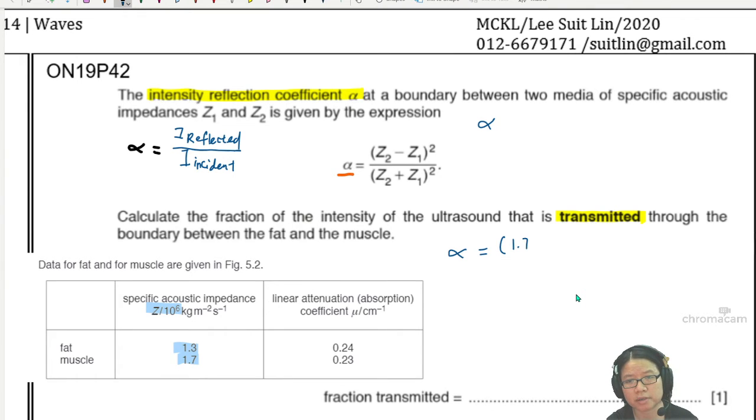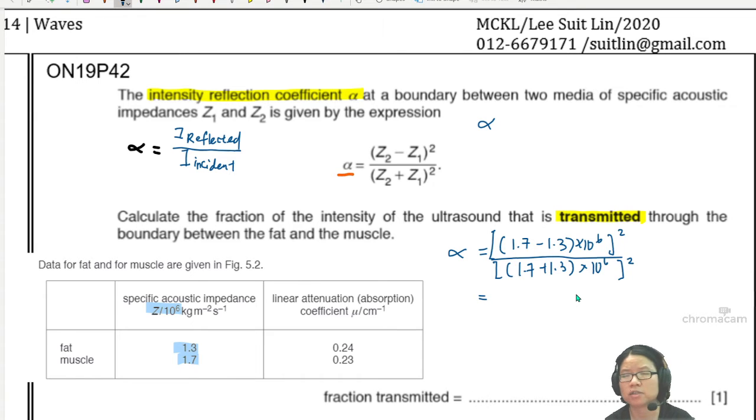It doesn't really matter whether you take the bigger number minus the smaller number because you're going to square it anyway. And another pro tip here is to not even need to include the prefix. But if you're feeling insecure, by all means, go ahead. This whole thing power 2 divided by 1.7 plus 1.3 times 10 to the power of 6, this whole thing power 2.